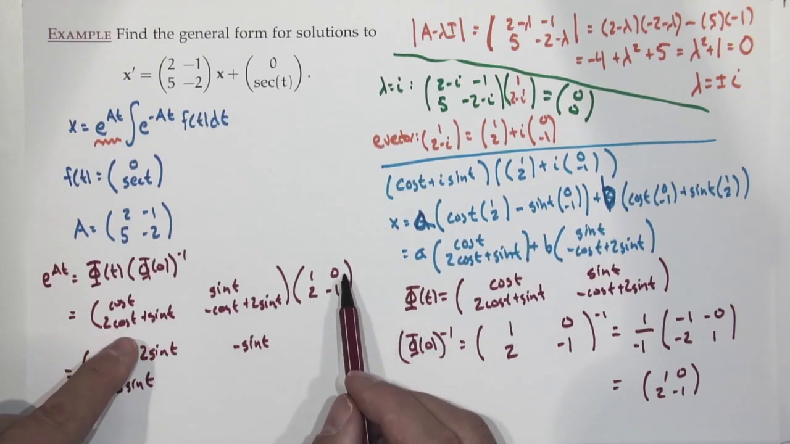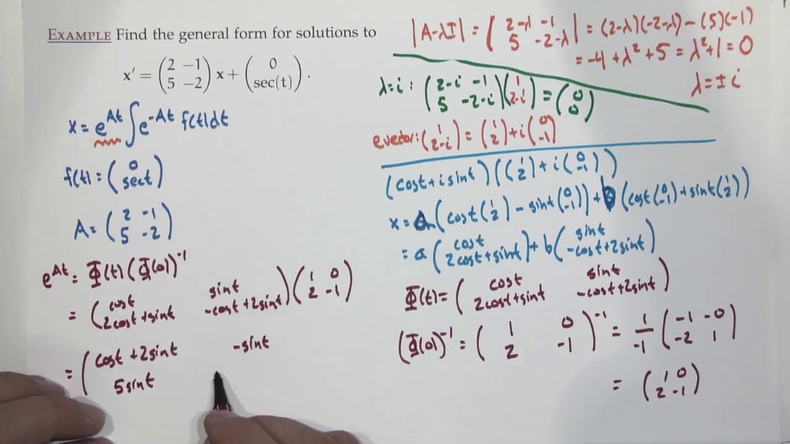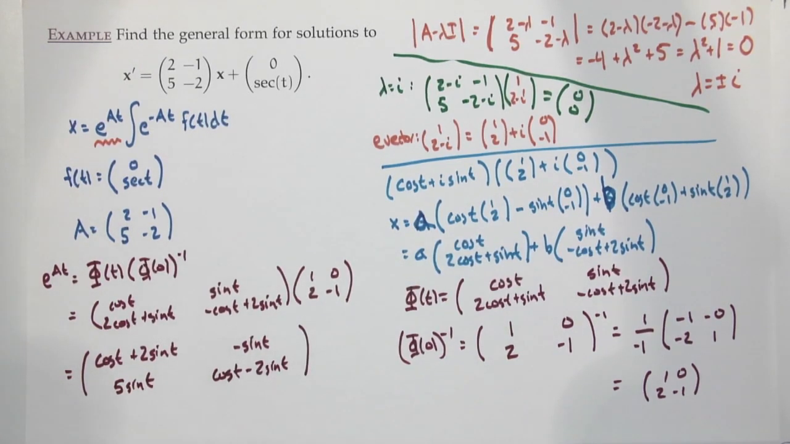And our last entry. Oh, that's good. 0, and then just flip the signs. Cosine t minus 2 sine t. Okay. Nice. Now, and this is true.